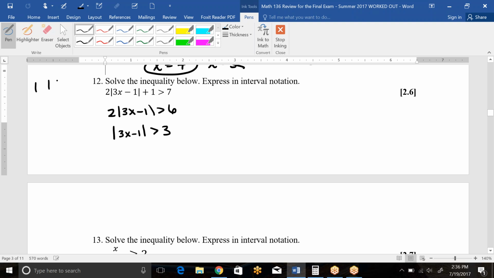With absolute values, the less than a positive number is when you put it in between. So this part goes between the negative and the positive. That's if you have a less than case. If we have a greater than case and a positive number on the other side, we're going to have 2 different scenarios, one going to negative infinity and one going to positive infinity.